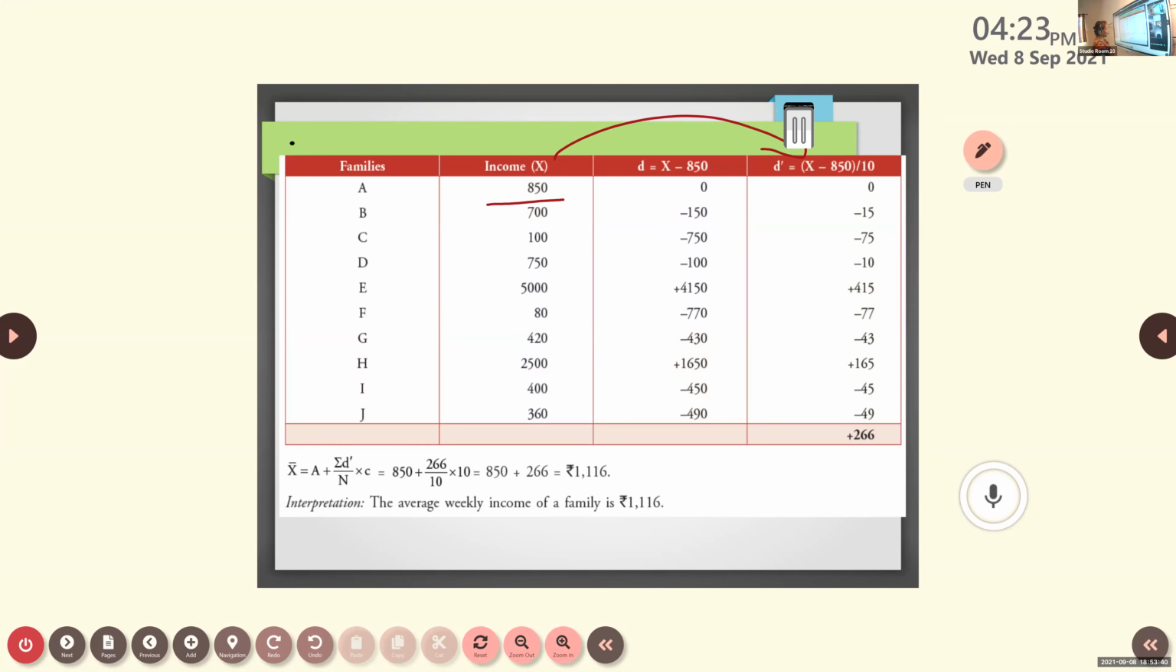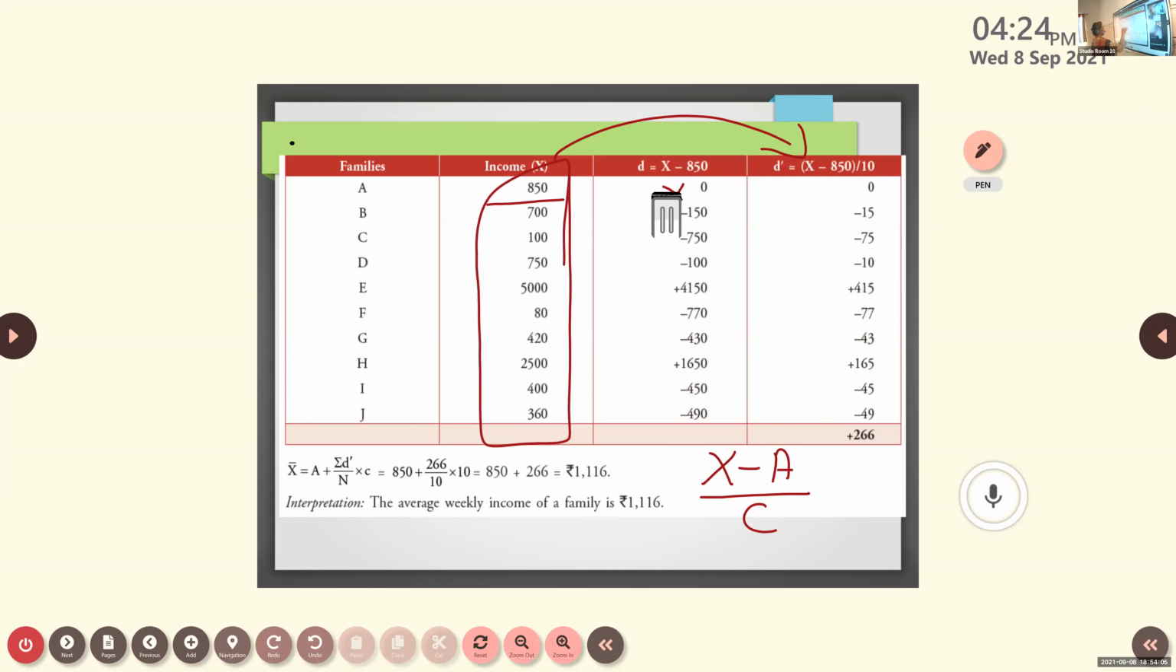How you have to do that? What is that step? X minus A by common factor. Okay, then from this you have to see the common factor. Okay, not this one. From this you have to see the common factor.